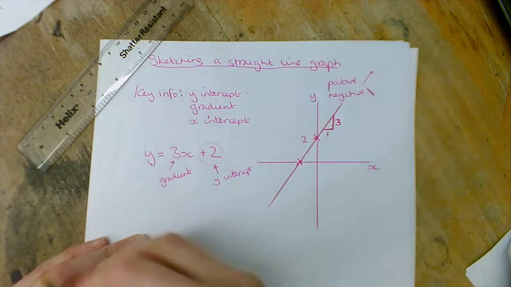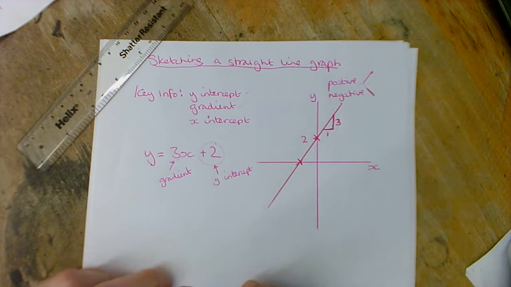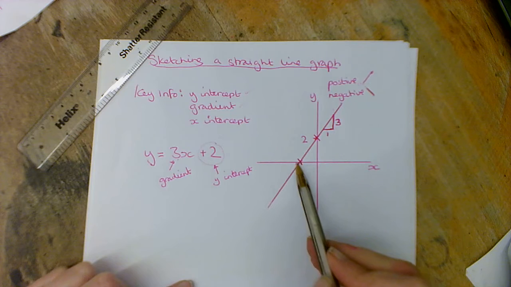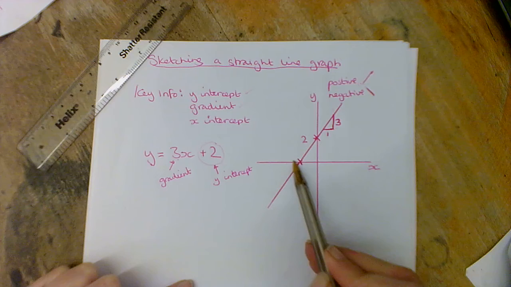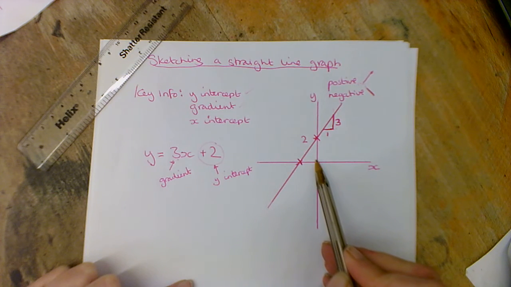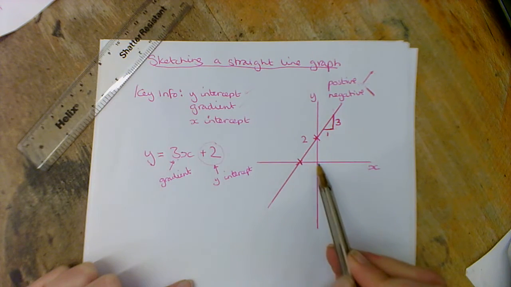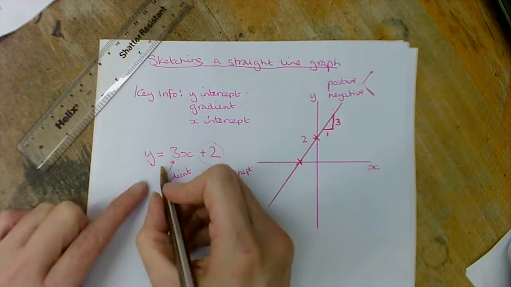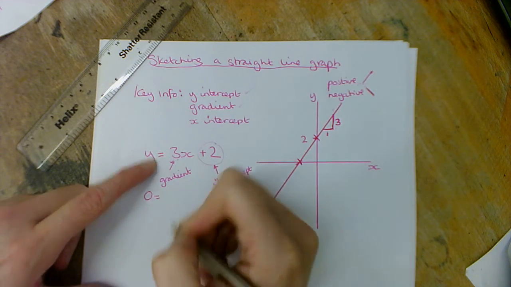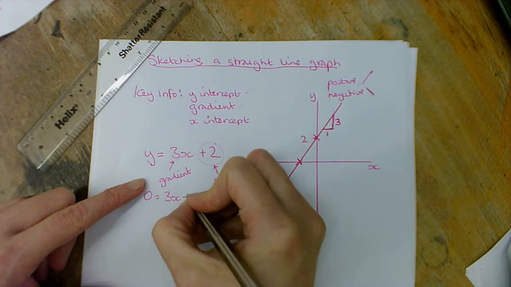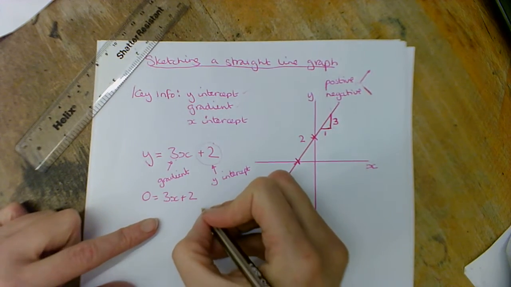So I've done my y-intercept, shown my gradient, now I want to show my x-intercept. Okay. I don't know what the x value is at the moment, but I do know that at any point on this line, y has to be equal to 0 because it's not going up and it's not going down. So y is equal to 0 at any point on this line. So I can substitute that into my equation. So if y is equal to 0, 0 is equal to 3x plus 2.